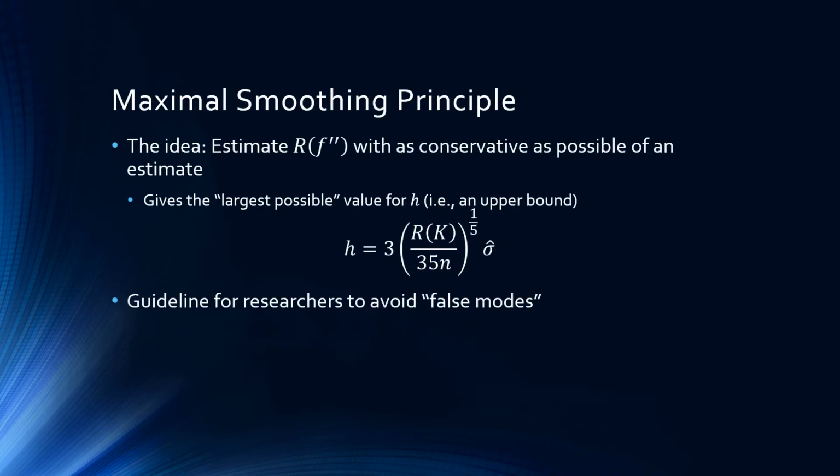Right, and maximal smoothing principle is something different where we're trying to get a guideline bandwidth to avoid the case where you're getting too narrow of a bandwidth that has undersmoothing, and so you pay too much attention to false modes. This is a really simple calculation too.